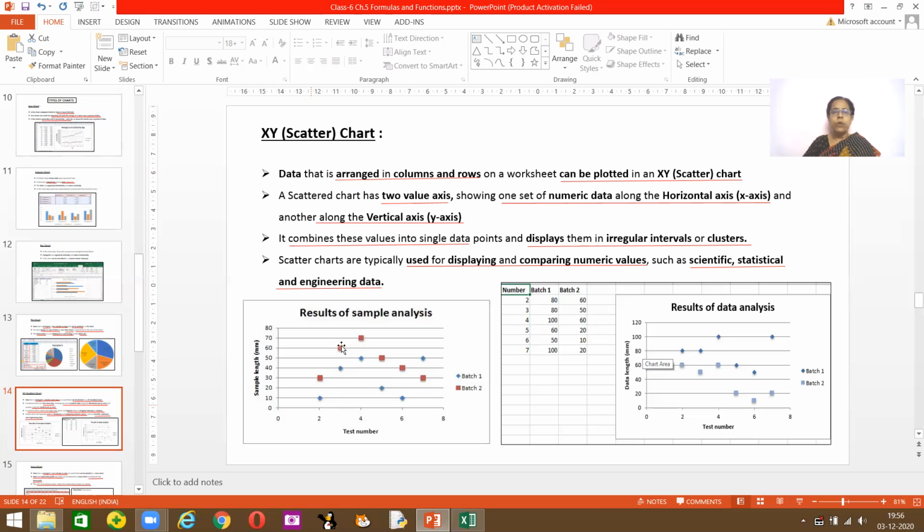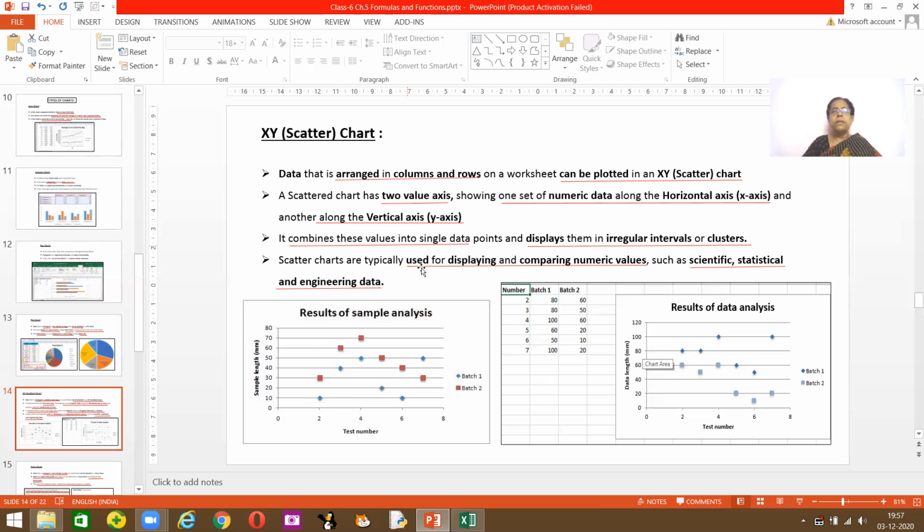Basically, it's a one value. So you can see these are red dots and these are blue dots. It displays them in irregular intervals, so maybe the values are going high and low. Then it combines these values into single data and displays them.